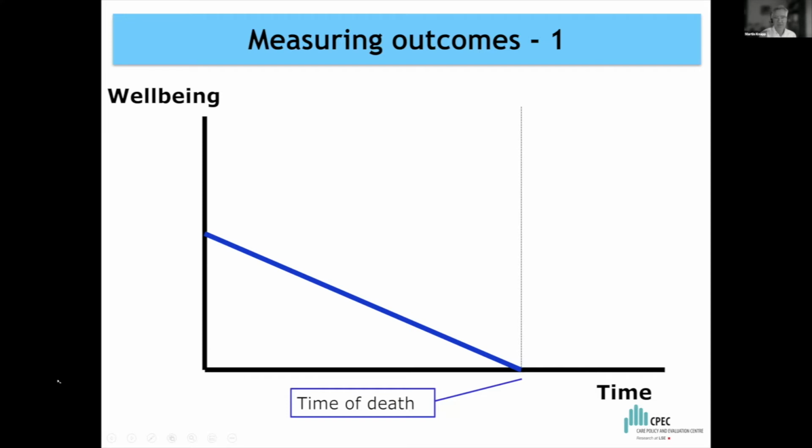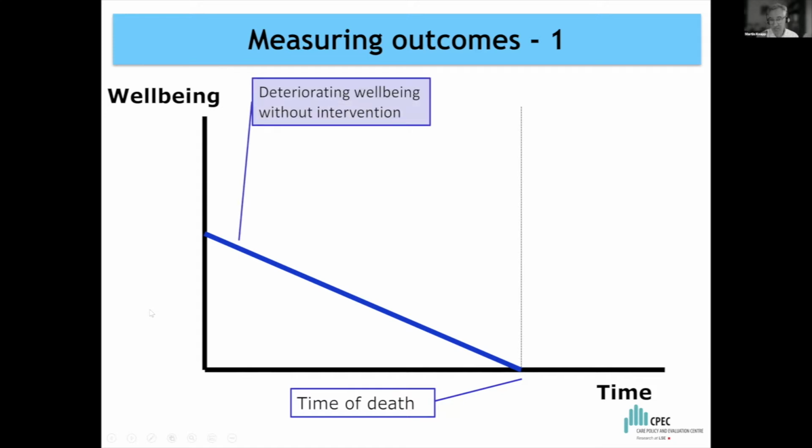So how do we measure outcomes? This is my ability with computer art, which is not very good. Let's imagine somebody has got that level of well-being. This is a measure of well-being up here, and time on the horizontal axis. Over time, somebody's well-being gets worse if we don't give them an intervention. So that's what happens without them having an intervention.